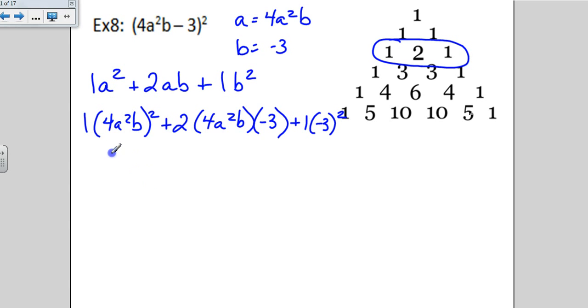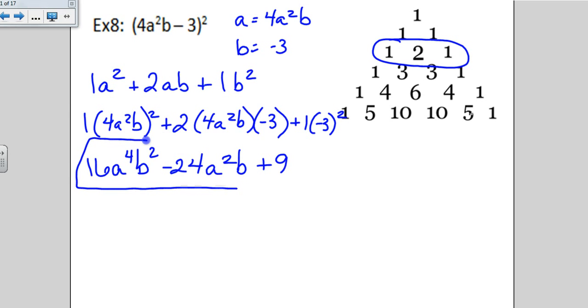So when I simplify this, 4a squared b, everything squared would be a 16 a to the fourth b squared. Now here in the middle, we've got 2 times 4 times negative 3, which is a negative 24 a squared b. And then negative 3 quantity squared is a plus 9. So the quadratic one, not too bad. Cubic one takes a little bit of thinking. And really it boils down to, can you memorize how that row of Pascal's triangle works?